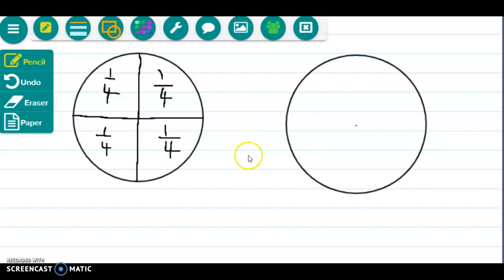Another way you could have partitioned your circle is by making an X. Alright, let's see how even I can do this. Alright, I think that's close enough. And again, here we have a fourth.